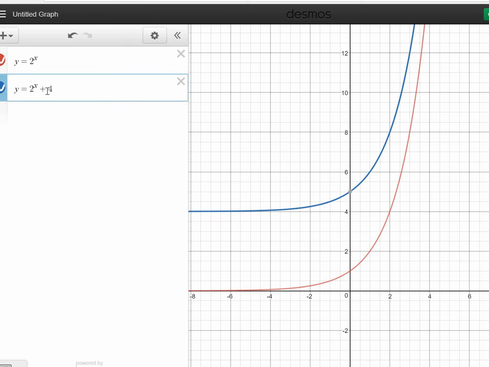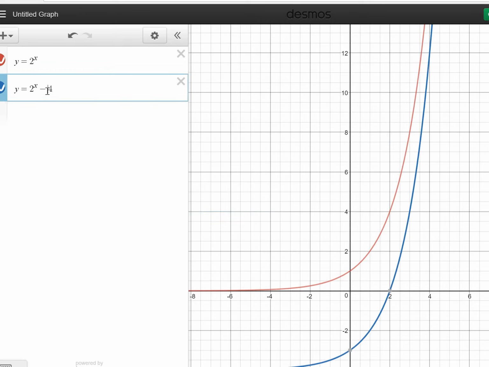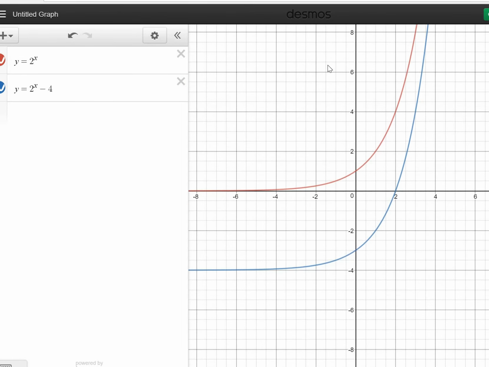Let's have a look at if we subtract 4. We've now moved the graph down 4 spots. So the y-intercept that was previously at (0, 1) is now down at (0, -3). And the asymptote that was previously at 0 is now at -4. So here it is in orange. Okay, let's go back.